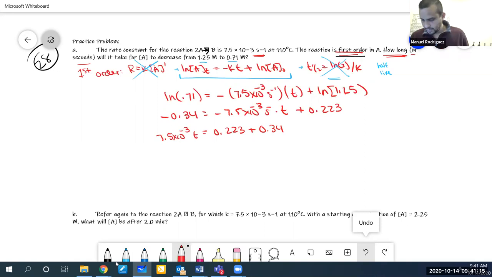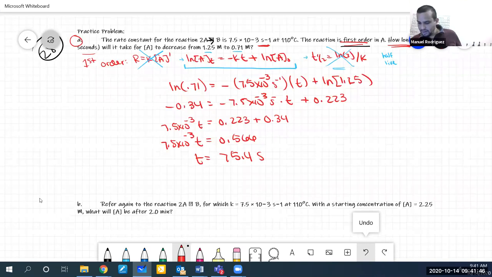So 7.5 times 10 to the negative 3 t equals 0.566. And then I'll have to divide that by that. So t equals 75.4 seconds. Make sense? So that is basically how to solve A.